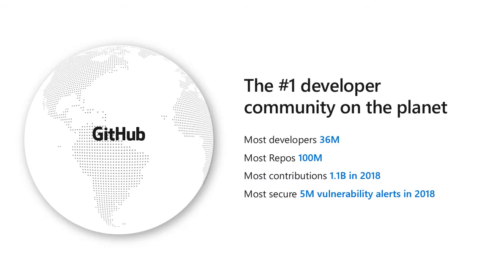GitHub is the number one developer community on the planet. I like it when someone mentioned that GitHub is like the Facebook of developers, because this is where developers post their latest applications, their latest code. They share code amongst each other. They contribute code and so on.